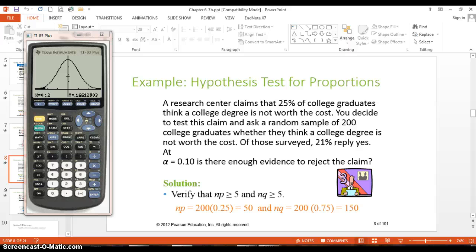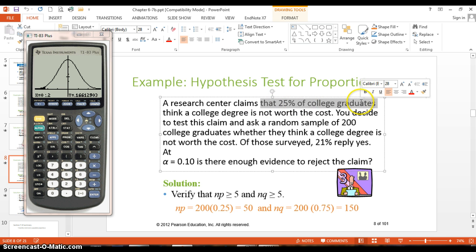Here's another problem. A research center claims that 25% of college graduates think a college degree is not worth the cost. You decide to test this claim and ask a random sample of 200 college graduates whether they think college is not worth the cost. Of those surveyed, 21% reply yes. At an alpha level of 0.1, is there enough evidence to reject the claim? So they're saying here we think that 25% is the proportion. So in other words, our H0 statement is we think the proportion p equals 25%.